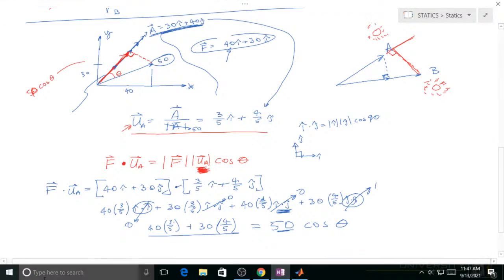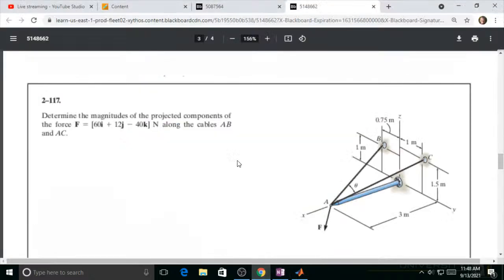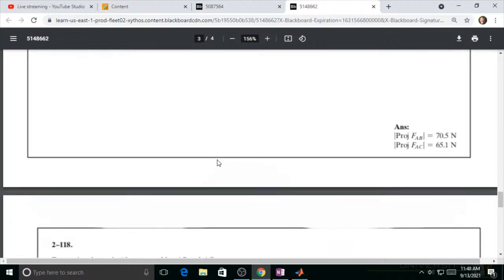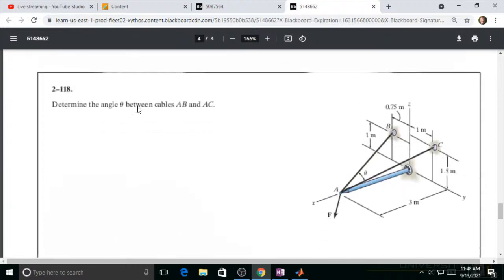You don't actually have to find the angle, but he does come back in this, and he says, what's the angle? So if you come back, he says, okay, so there he doesn't. But what does he do here? Determine the angle between the cables AB and AC. So we'll do both of those. But that'll give you a preface to that.